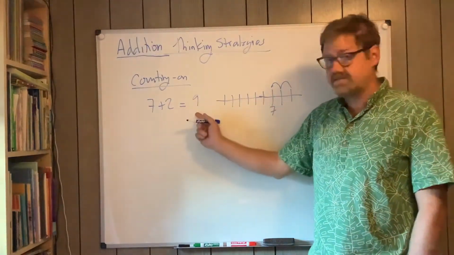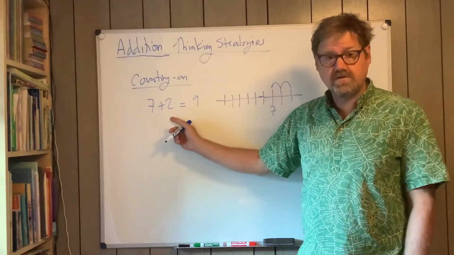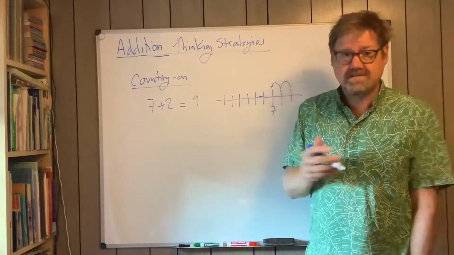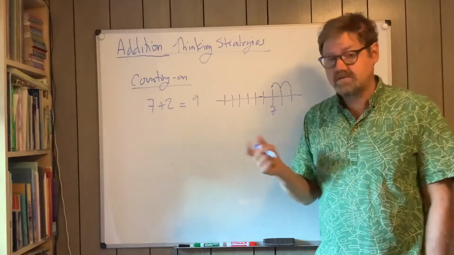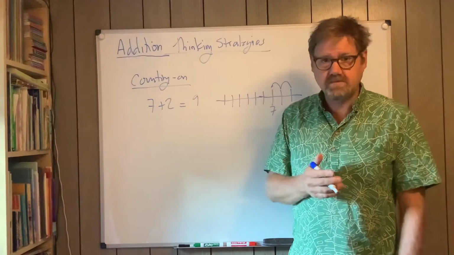Okay. This is a decent strategy if these are just small numbers. But once you get to 7 plus 8, for example, counting on 8 is both time-consuming and easy to make mistakes with. So.